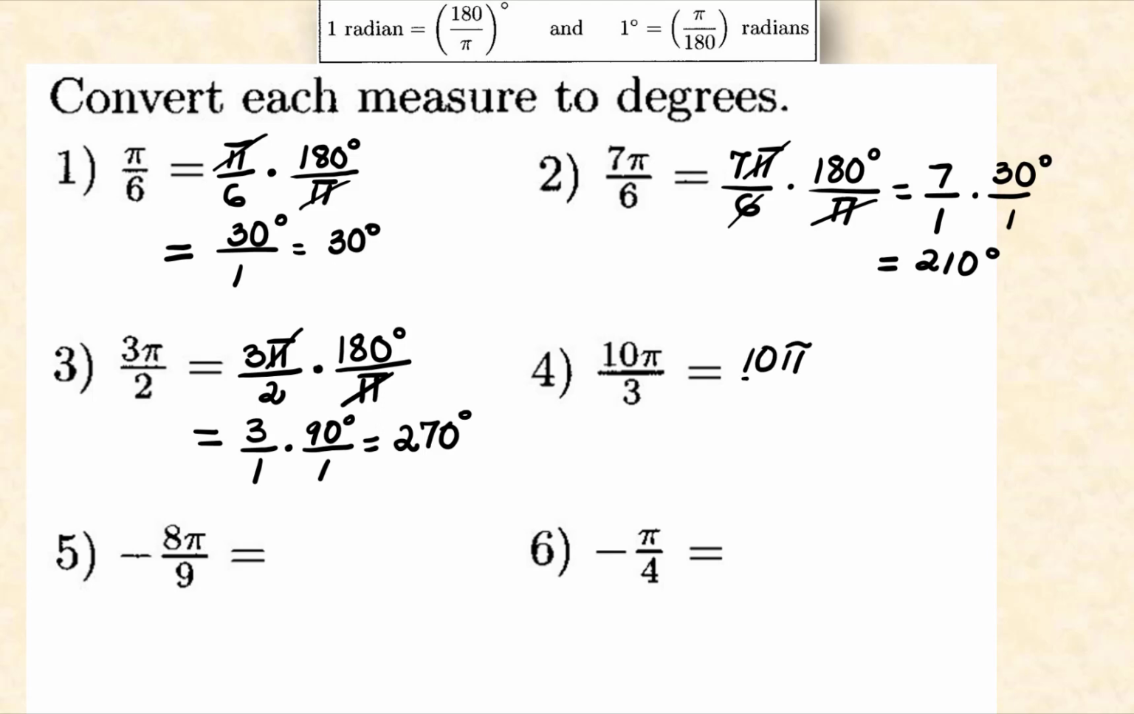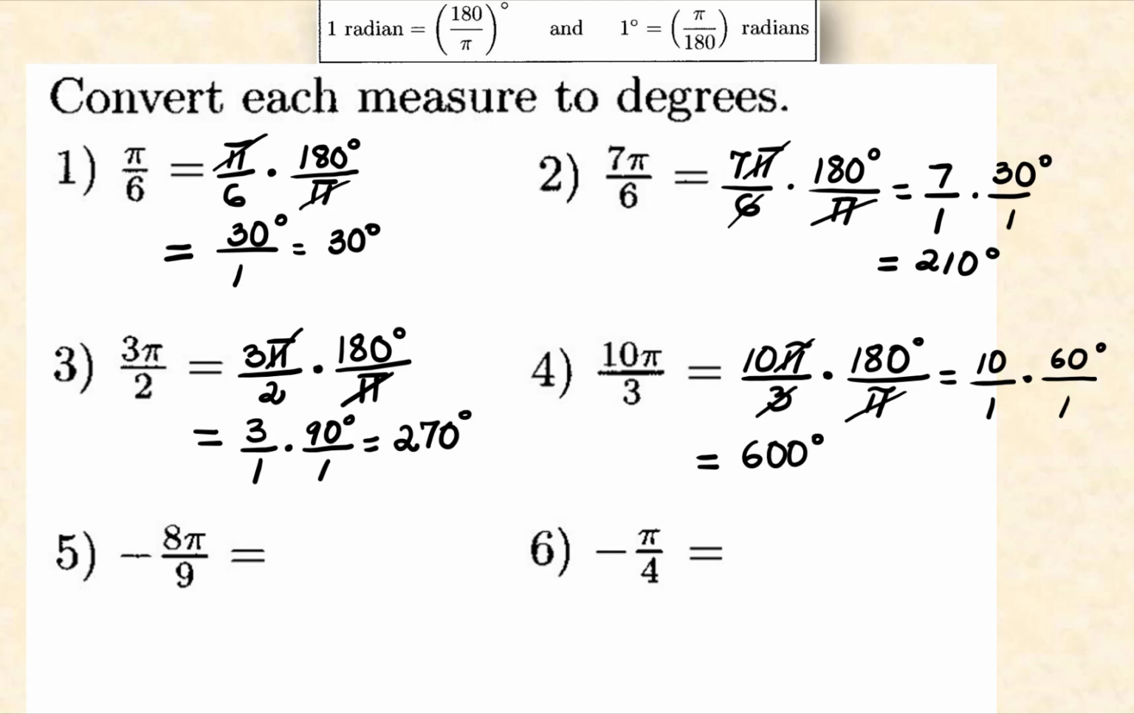10 pi over 3 multiplied by 180 over pi. 180 divided by 3 will be 60. And 10 over 1 times 60 over 1 is 600 degrees.